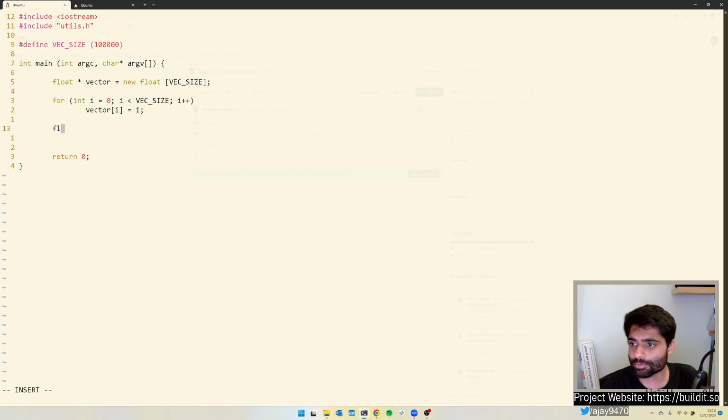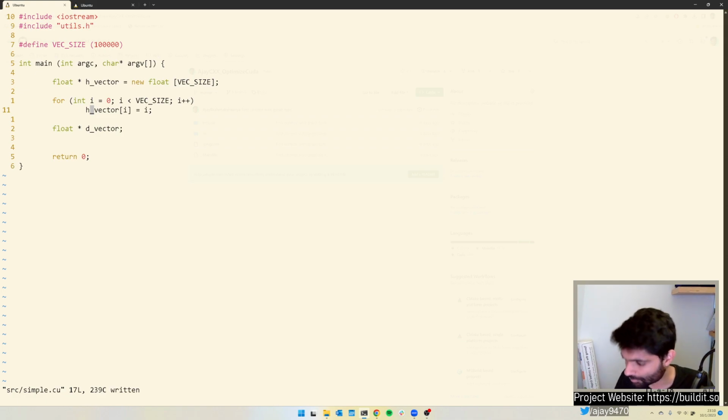So what you need to do is first create a pointer. I'm going to call it d_vector. By the way, for the entirety of the stream, I'm going to follow a convention where if a pointer is pointing to something on the host, I'm going to call it h_. If it's pointing to something on the device or the GPU, I'm going to call it d_. So let's clean that up.